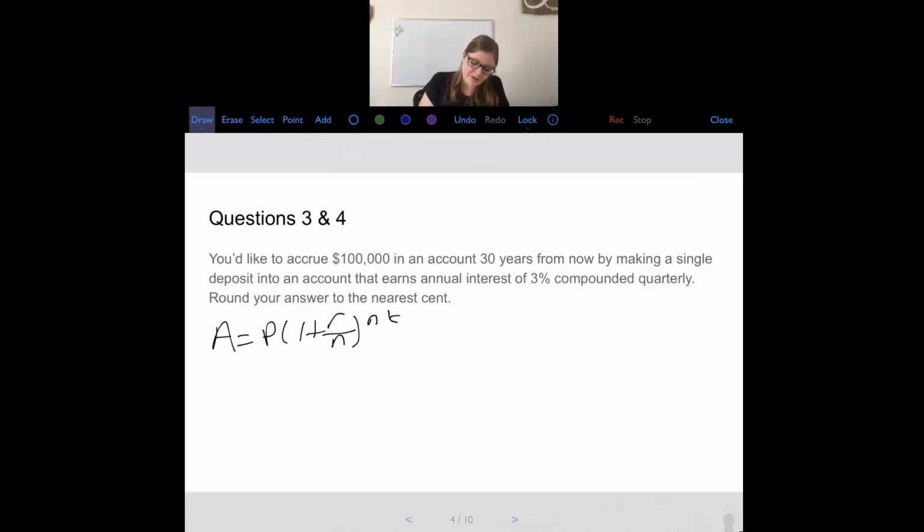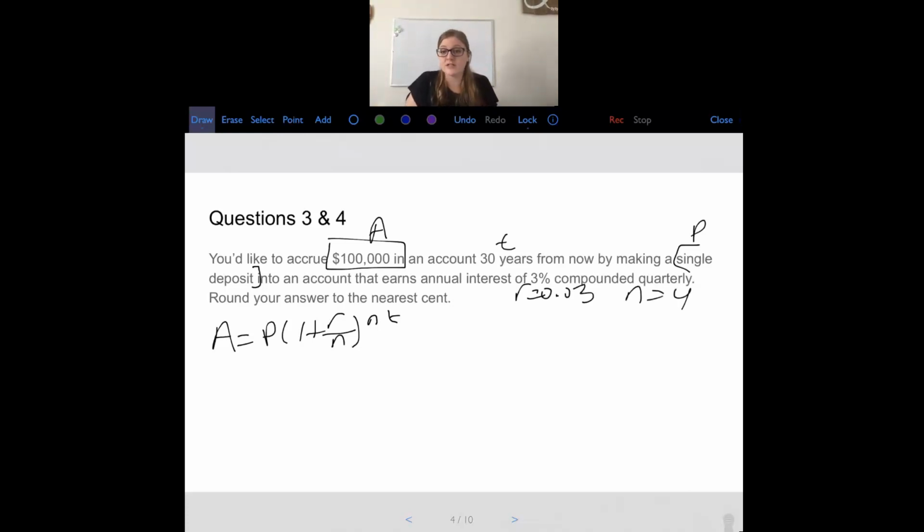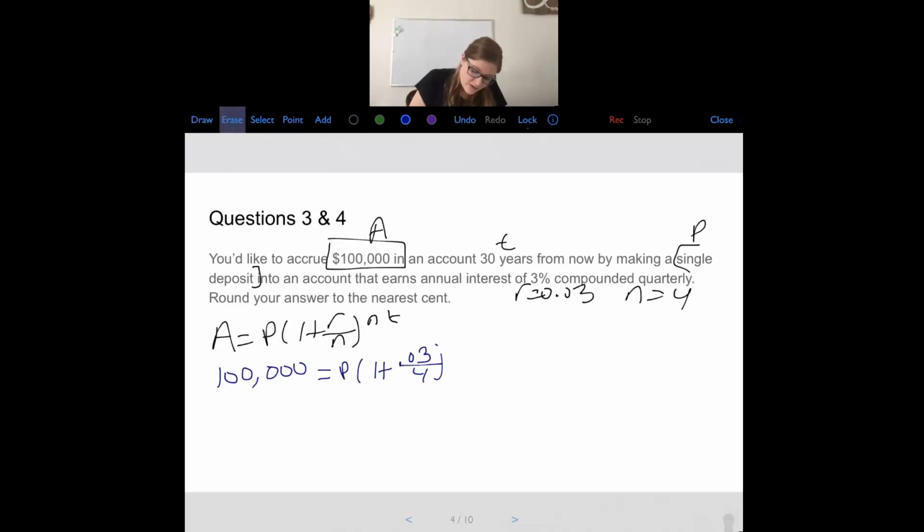but in this case, the amount you'd like to accrue is actually A, and the single deposit we're looking for is P. Okay, so T is 30, R is 0.03, and compounded quarterly means 4 times a year, so N is equal to 4. So let's substitute in everything. So we have 100,000 equals P times 1 plus R over N to the N times T, where N is 4.